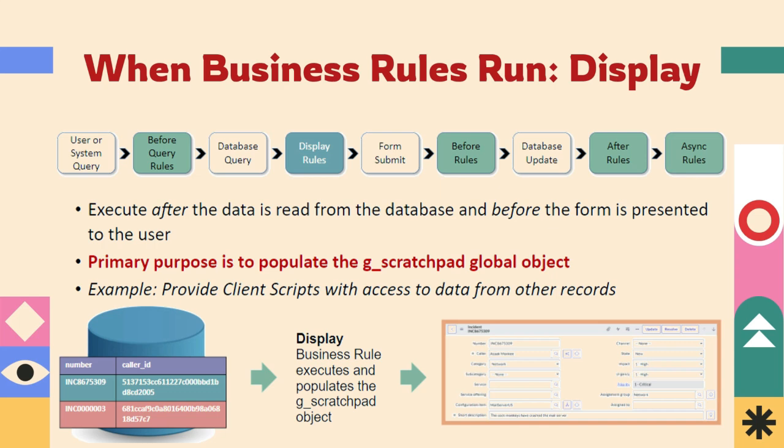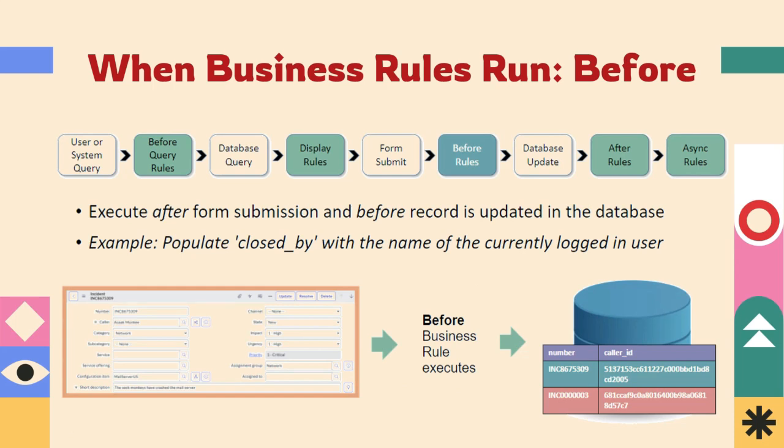And when the form submission happens, we have before rules, so we can see how it executes. Before business rule executes after the form submission and before the record is updated in the database. Suppose we have to populate closed by with the name of the currently logged in user whenever we are closing any ticket or incident. So we can populate this closed by with the name. So here we have seen an example of how we can use our before business rule. So we can see after business rule how it executes.